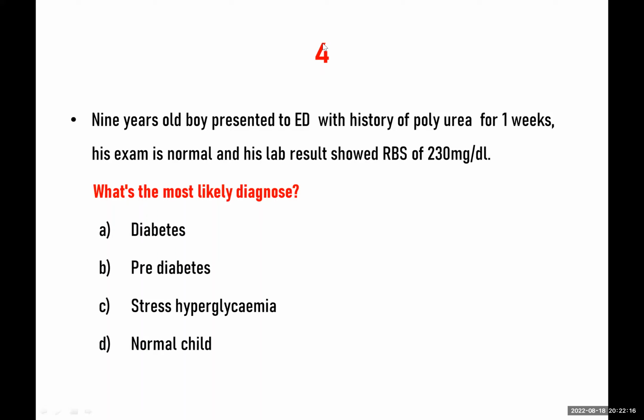Good. Excellent. Most people are giving the right answer. The right answer is diabetes, because this child is having symptoms and his random blood glucose is more than 200. As you know, the criteria for diagnosing diabetes in children: if there are symptoms with a fasting blood glucose of 126 or more, or with a random blood glucose of 200. It's not stress hyperglycemia, because usually in stress hyperglycemia we don't have symptoms, we just have high blood glucose, more than 150, which comes back to normal after removing the stressful condition.